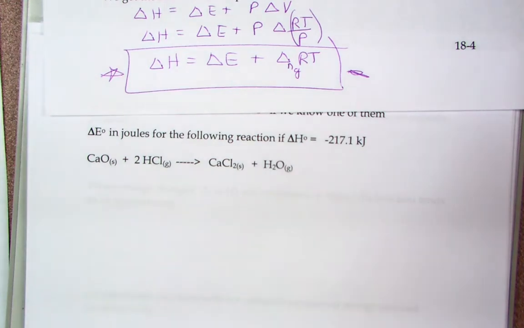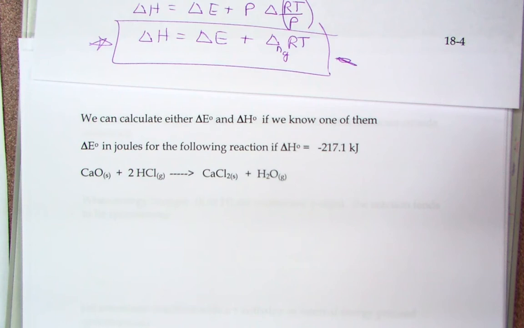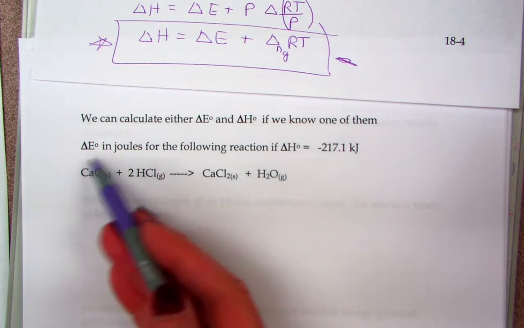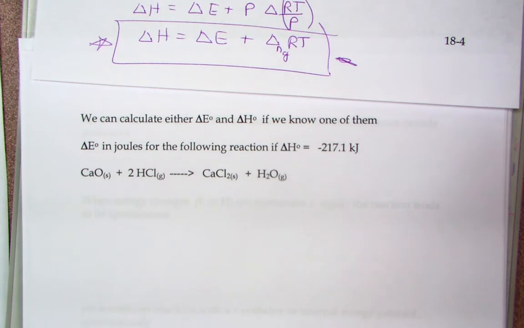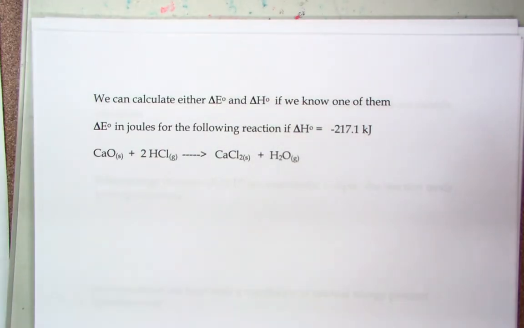So now, how do we use this, or how do we apply this? Well, we can use this equation to calculate either delta E or delta H. So let's look at an example. The standard energy change in joules for this reaction, calcium oxide reacting with hydrochloric acid to make calcium chloride in water, delta H0 is negative 217.1 kilojoules. So now, when we look at this, we have to remember a few things from Chem 111.